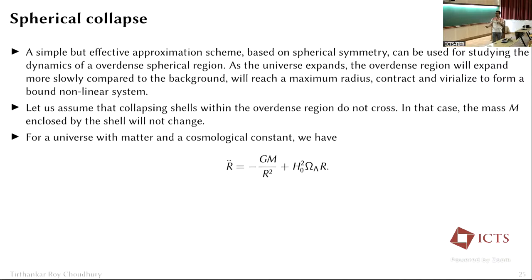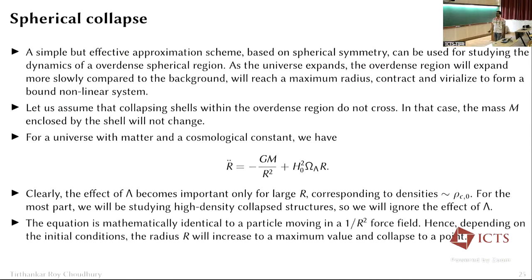Then you have to just solve one equation, which is the evolution of the radius of that spherical shell. If you write down that equation, it will look like this. Ignoring the lambda term for the moment, you will see that this is like the equation of a particle moving in a 1/r² Newtonian potential. That's exactly what it is. And this is a solved problem. You have probably done it in your classical mechanics courses anyway.